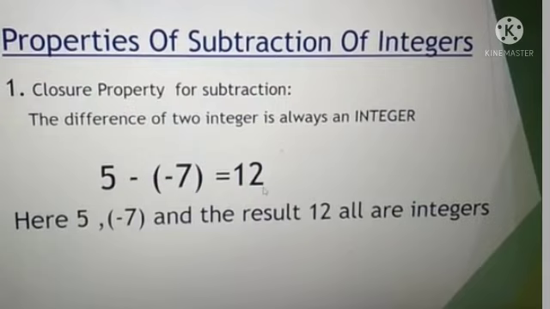So if you subtract two integers, the result will again be an integer. It will not be a decimal, and it will not be a fractional value. Anything else? No. It will always be an integer.